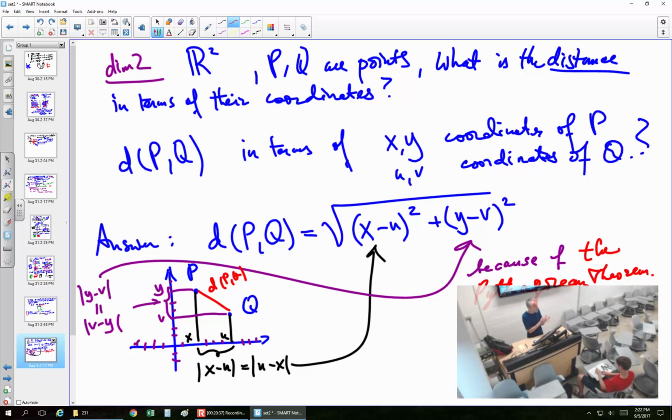The exception is when they are on the same line, such as the same vertical or the same horizontal line. For P and Q, the Pythagorean theorem technically does not apply because it's not a triangle anymore, right? But on the other hand, if they're located on the same line, it means that x is equal to u, so the first term disappears, and you have d(P,Q) equal to simply the absolute value of y minus v. Okay, so it still matches. Similarly, these are once again exceptions.